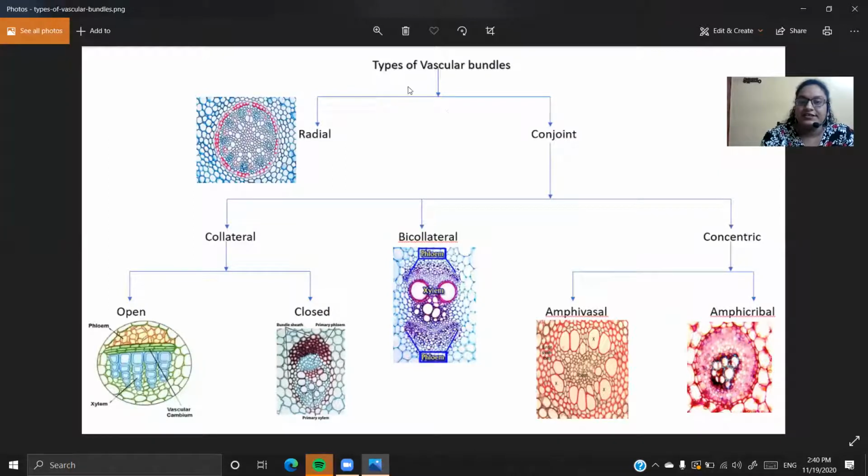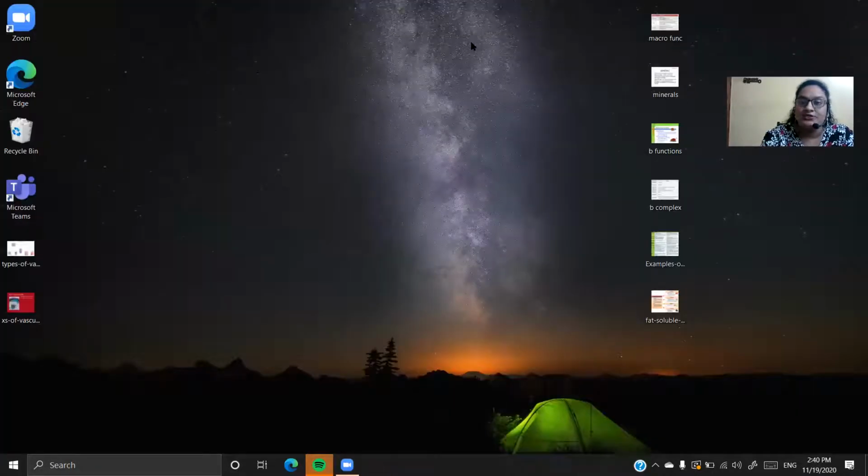Okay, children. So as I told you, vascular bundles are nothing but the distinctive patches of the vascular tissue systems of the plant body. Based on the arrangement, they are classified as the radial, the conjoint, and the concentric types. Okay, these are based on the arrangement, and we can even classify the vascular bundles based on the presence of the cambium tissue also. Okay, so let us first consider this particular thing in detail.